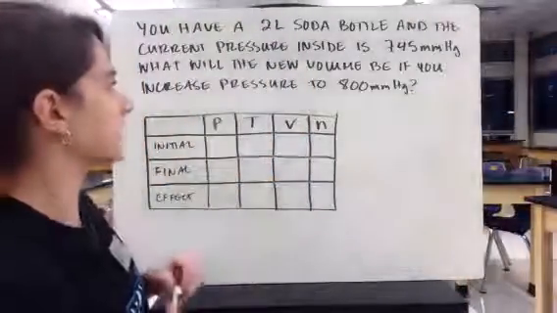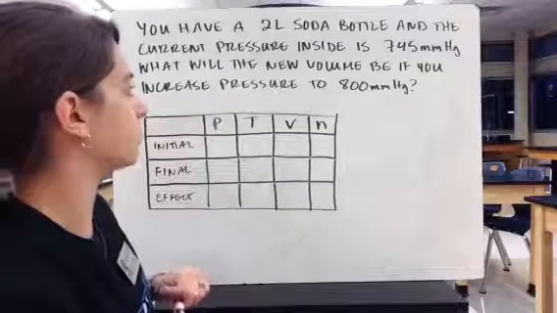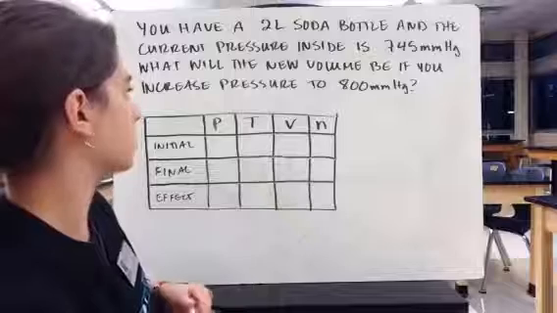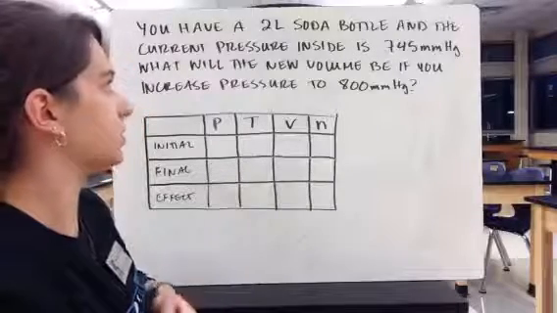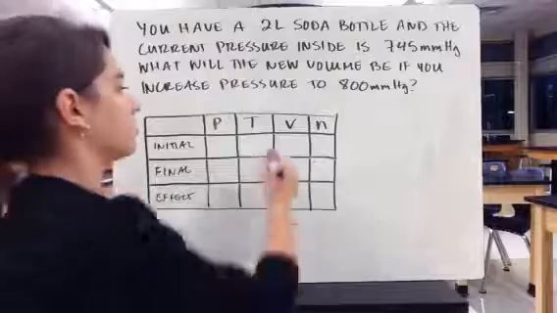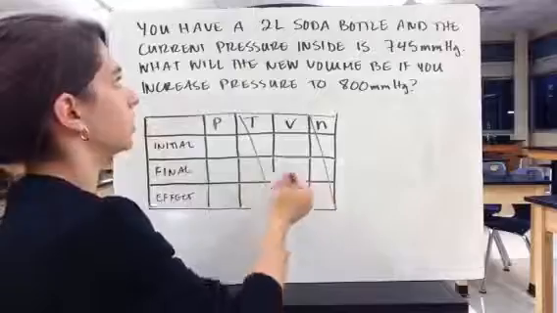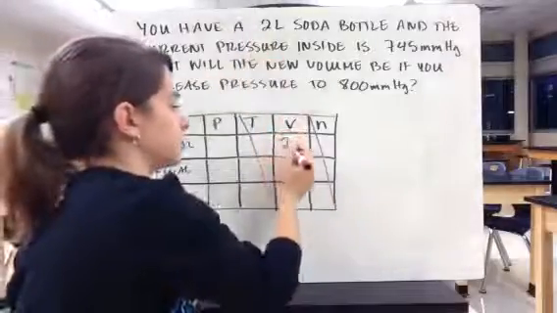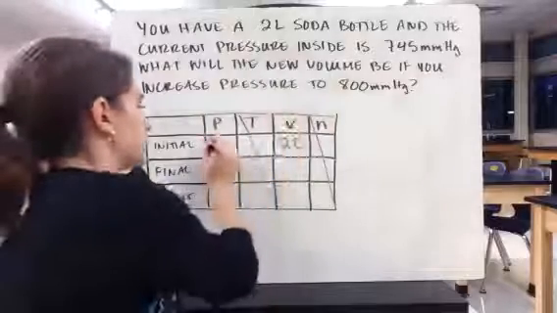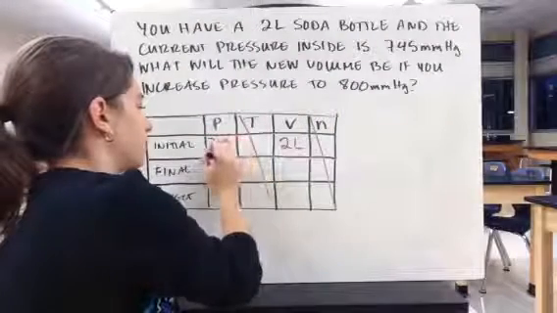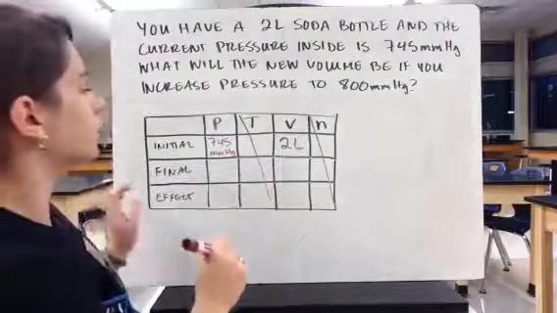Our second example says you have a 2-liter soda bottle and the current pressure inside is 745 millimeters of mercury. What will the new volume be if you increase pressure to 800 millimeters of mercury? So we're going to fill in our values. We're not looking at temperature, we're not looking at N. We have a 2-liter soda bottle, so that goes in there. And the current pressure is 745 millimeters of mercury.